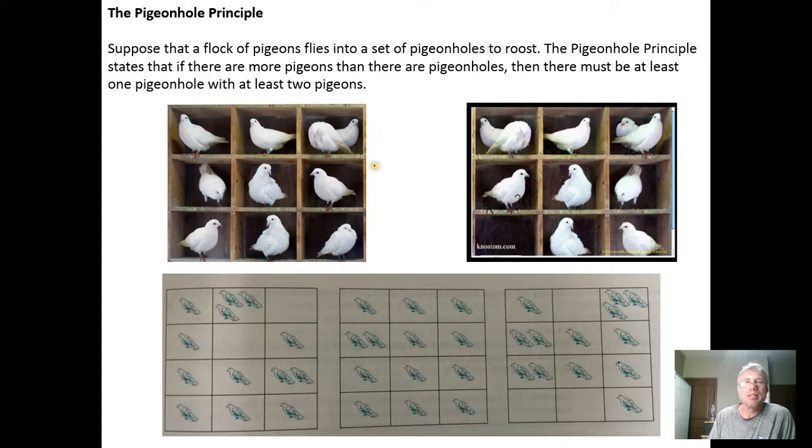The idea is that if you have some number of pigeons or boxes or places to which you're going to distribute items, if you have more items to distribute than the number of boxes or places that you have into which you're going to distribute them, then there has to be more than one item in a box or a place. So for example, in these pictures we have pigeons being distributed into 9 cubbies.